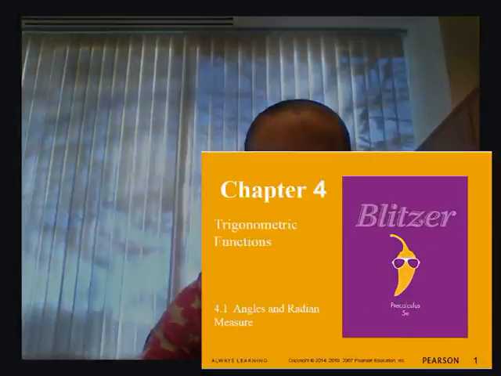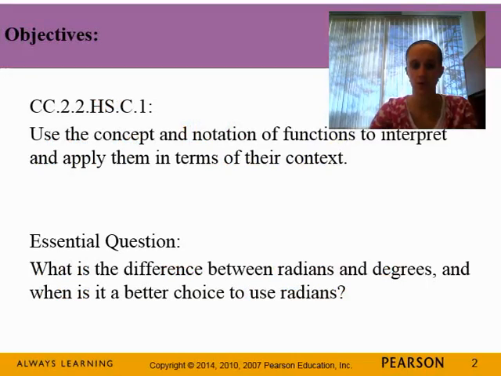We're doing 4.1, Angles in Radian Measure. Our objective is to use the concept and notation of functions to interpret and apply them in terms of their context. And the essential question is, what is the difference between radians and degrees, and when is it better to use radians?